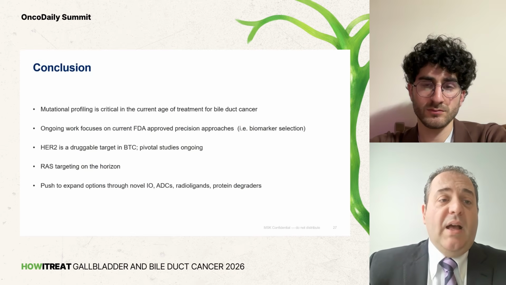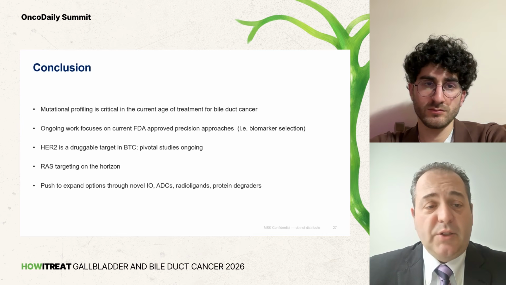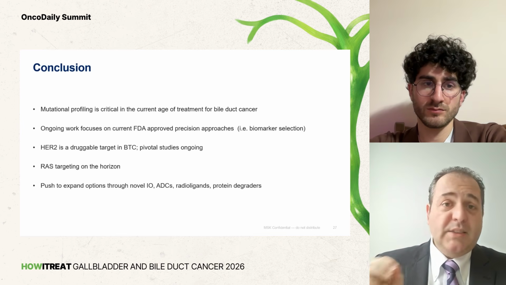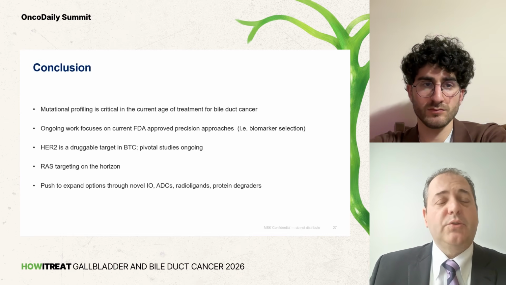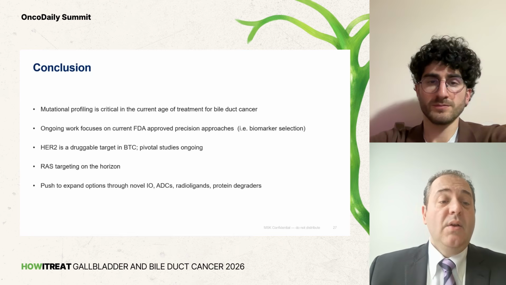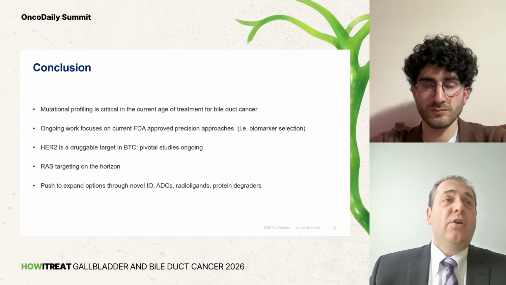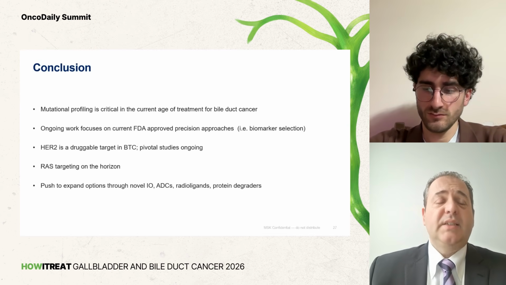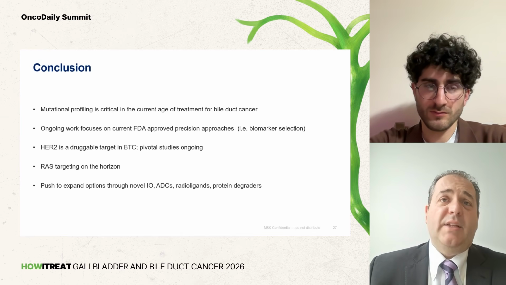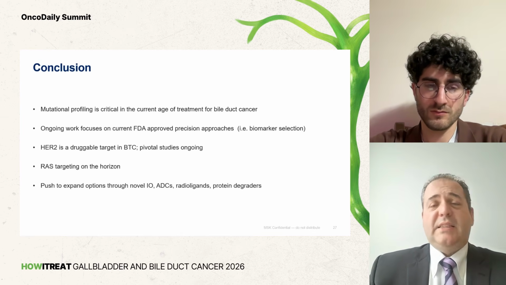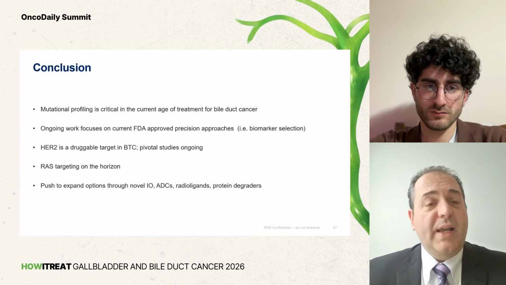So in summary, my conclusions for today: mutational profile is critical in the current age of treatment of biliary tract cancer. We must do HER2 immunohistochemistry, although a validated method has not fully been established. We do use gastric criteria presently. Ongoing work focuses on understanding resistance to the approved agents. HER2, we know, is druggable, and pivotal studies to confirm a survival benefit are ongoing. RAS targeting is now on the horizon, but despite this, we're still going to push forward with novel IO, ADCs, radioligands, and protein degraders.